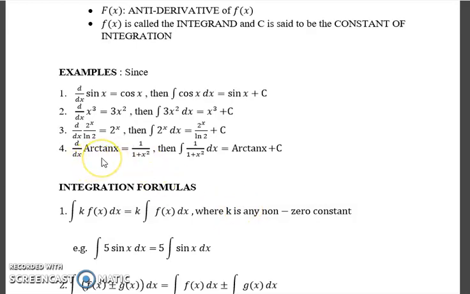The derivative of arctan of x with respect to x is 1 over 1 plus x squared, and therefore the integral of 1 over 1 plus x squared would be arctan of x plus an arbitrary constant c.